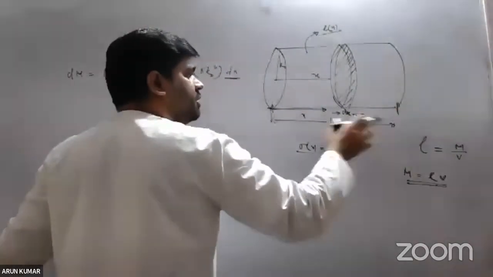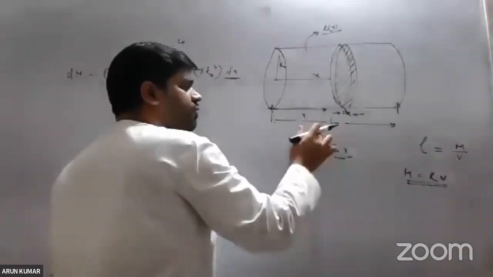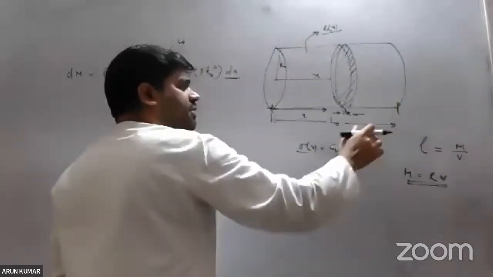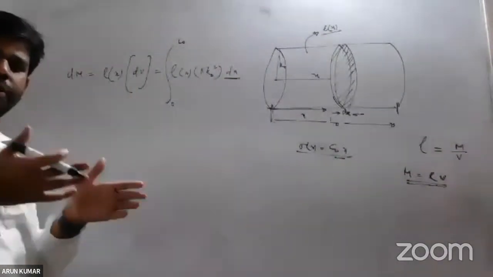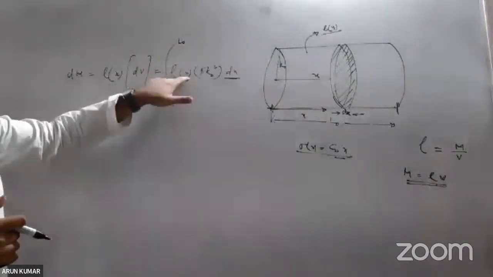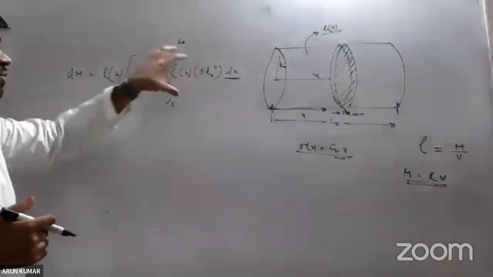So if I want the total mass, I'll integrate from 0 to L naught. If I just want half the cylinder, I'll integrate from 0 to L by 2. One third of the cylinder, 0 to L by 3. If I just want the last half part, L by 2 to L. I integrate depending on what is required. But I want the total mass, so I'll integrate from 0 to L. Rho of x into dv gives me dm. Summing up all the dm's will give me the total mass m.